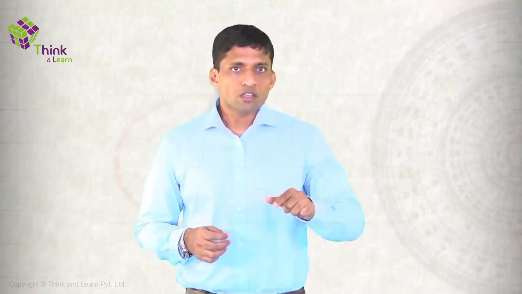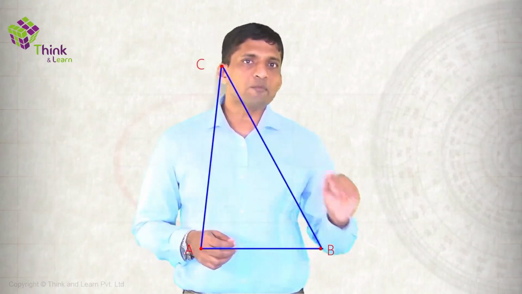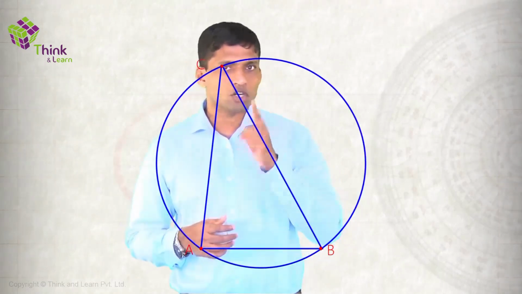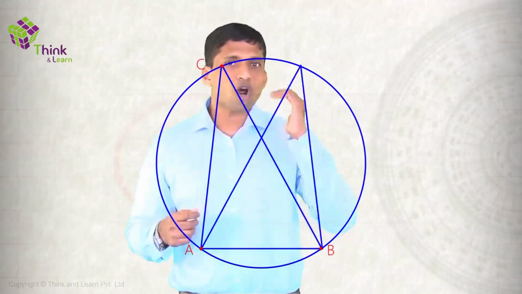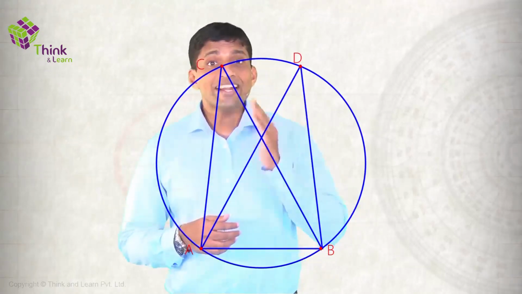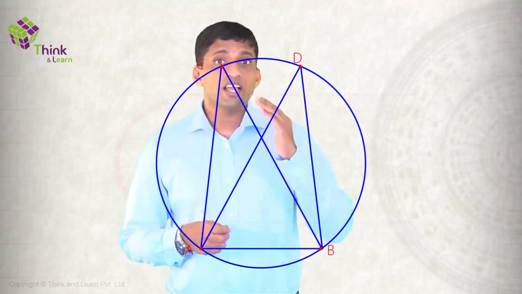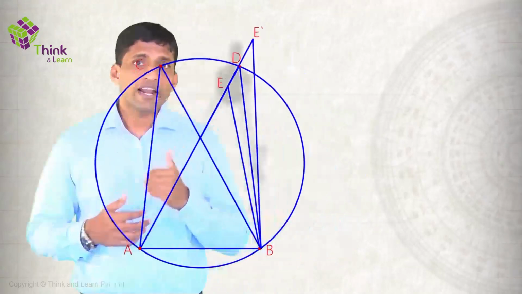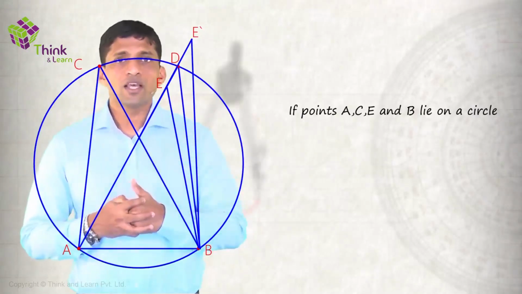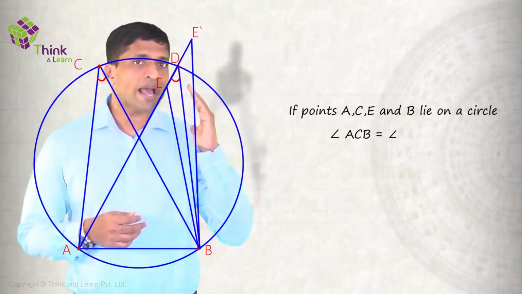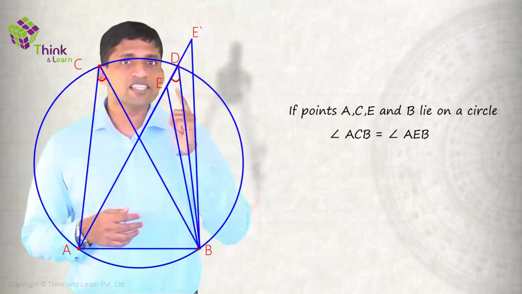So for that, first you draw a circle through A, C and B, because through 3 points we can draw only one and only one circle. Suppose it is not passing through D, then it will intersect AD at E or E dash. Now if points A, C, E, B lie on a circle, then angle ACB will be equal to angle AEB, because they are angles in the same segment.